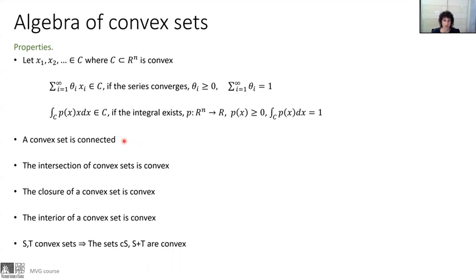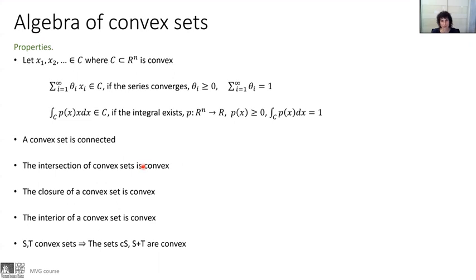The intersection of convex sets is convex. This is very important to understand and to know that when we take a few convex sets and we look at the intersection of them, it's always going to be convex. It's very easy to show from the definition of a convex set. Also, the closure of a convex set is convex. The interior of a convex set is convex.